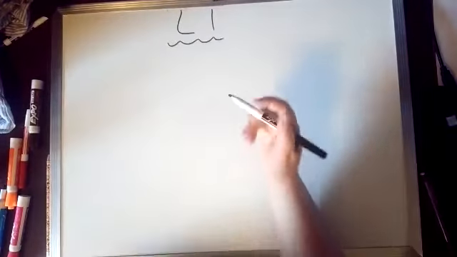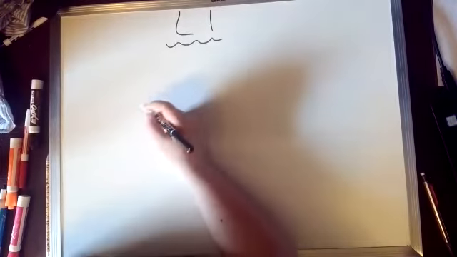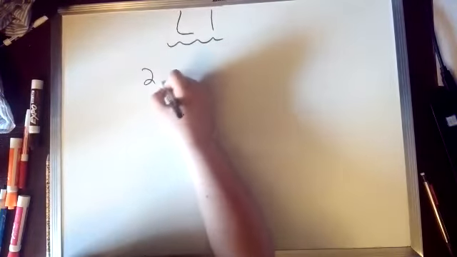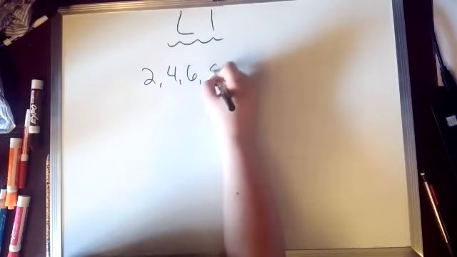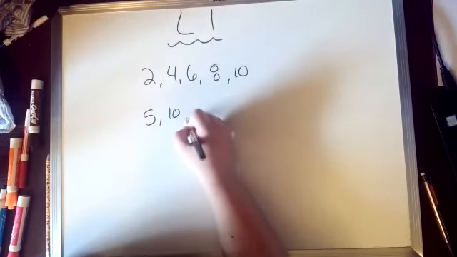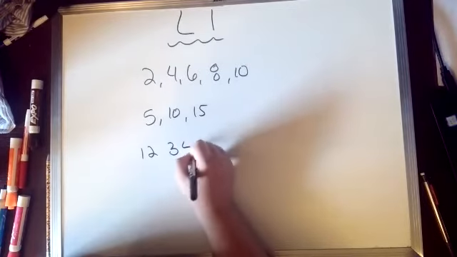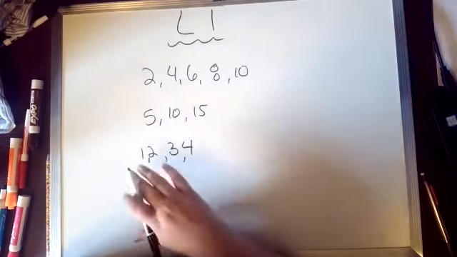When we use digits to make counting numbers, we can also have things that are called sequences. So we have a counting sequence. A counting sequence is 2, 4, 6, 8, 10. A counting sequence is 5, 10, 15. A counting sequence is 1, 2, 3, 4. All of these are counting sequences.